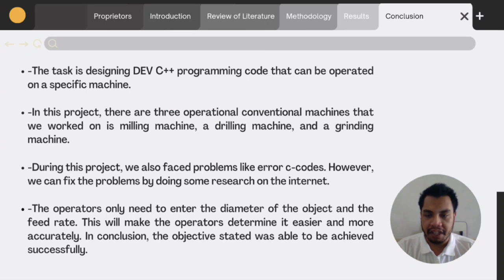Lastly, we're going to talk about the conclusion. The task is designing a Dev C++ programming code that can be operated on a specific machine. In this project, there are three operational conventional machines that we work on: a milling machine, drilling machine, and grinding machine. During this project, we also faced problems like C code errors. However, we can fix the problems by doing some research on the internet. The operator only needs to enter the diameter of the object and the rate. This makes it easier and more accurate for the operator to determine. In conclusion, the stated objective was achieved successfully.